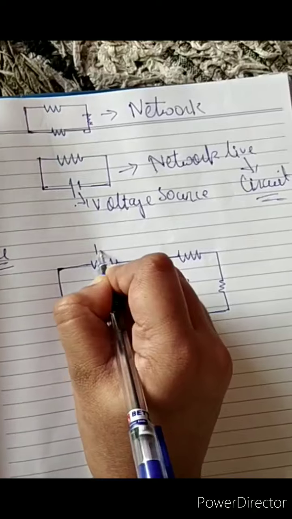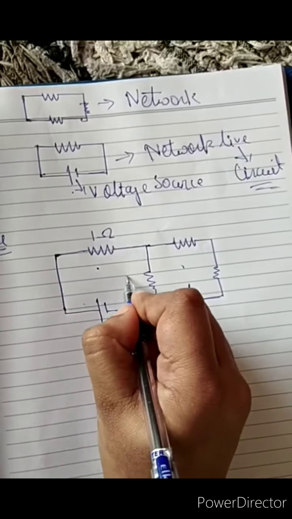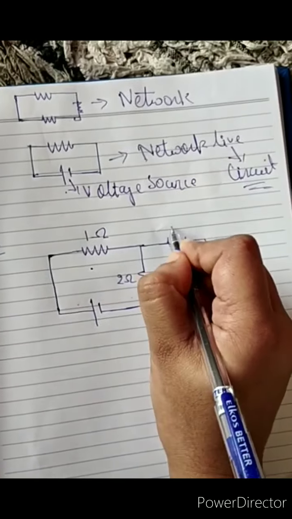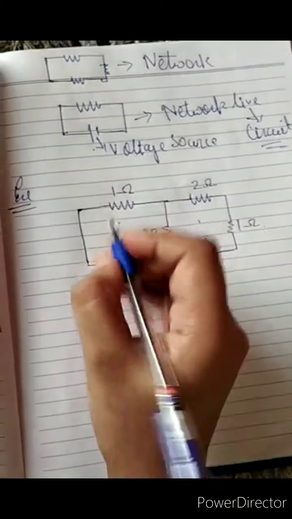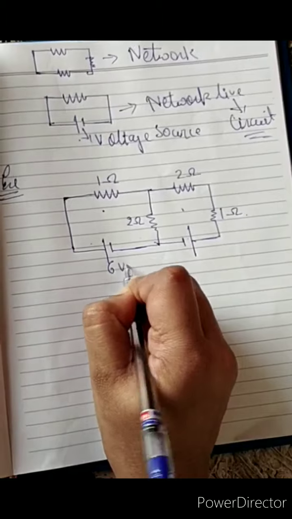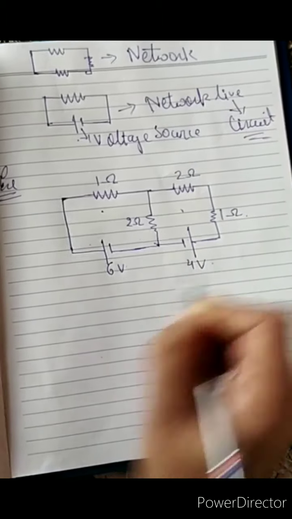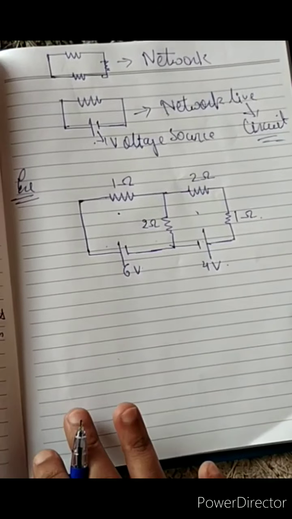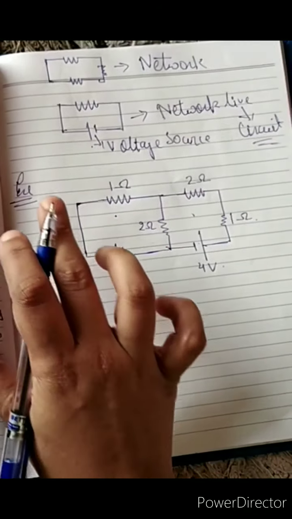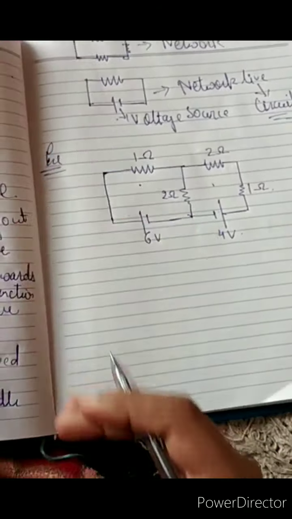Let's say we have a small resistance, just to understand the concept, and let's say it is also 1 ohm. Let's say we have voltage sources of 6 volt and 4 volt. First, what you have to understand is that we will do this very systematically.